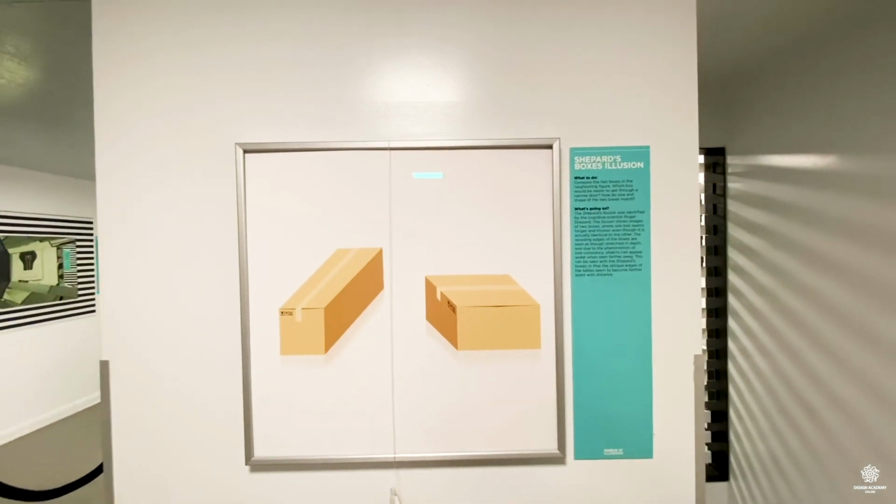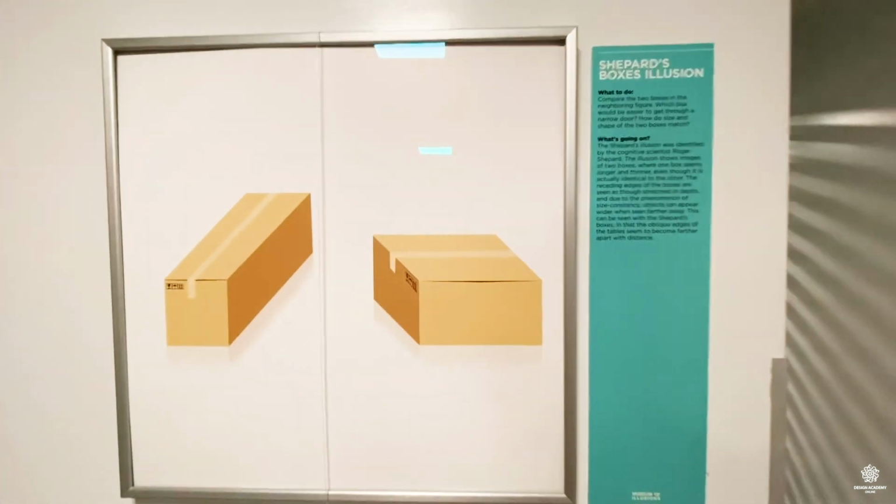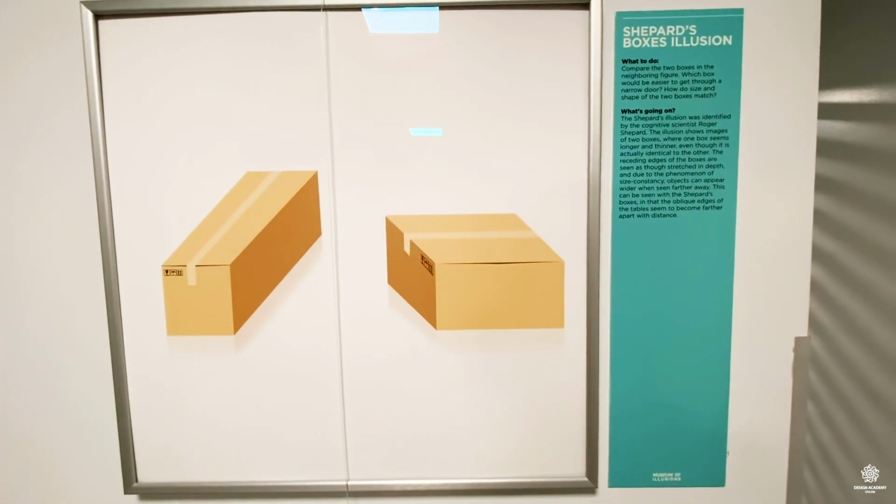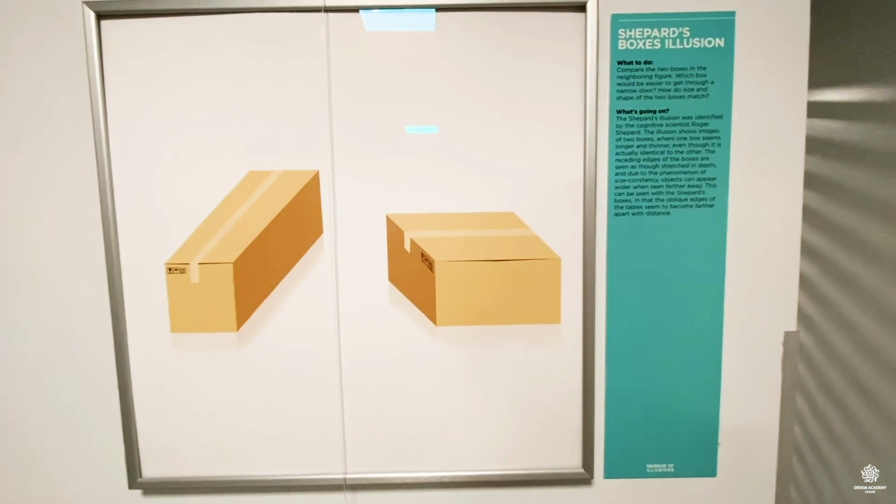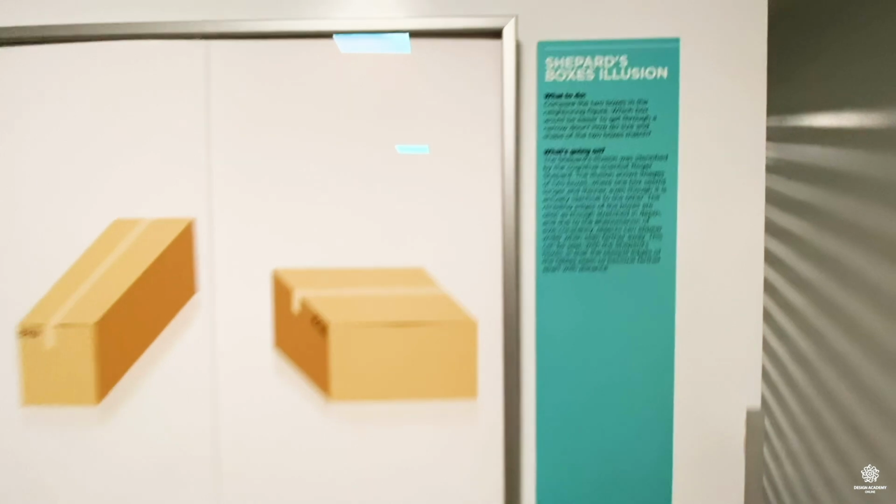Then here we have 2 identical boxes. I know you don't believe me, but this is called Shepard's boxes illusion. And due to perspective, the receding edges of the boxes are seen as stretched in depth, and due to the phenomenon of size constancy, objects can appear wider when seen further away.